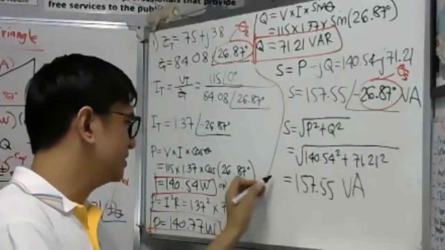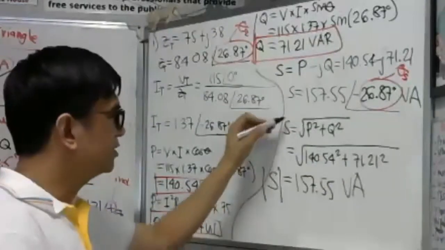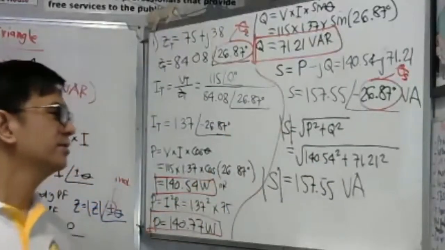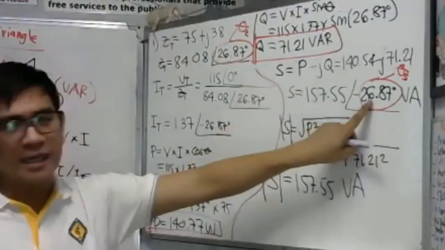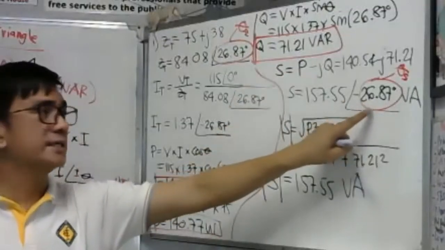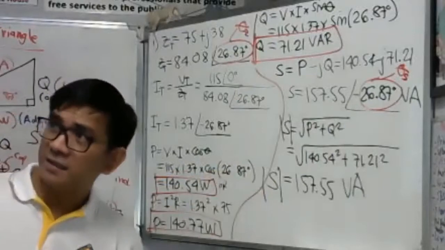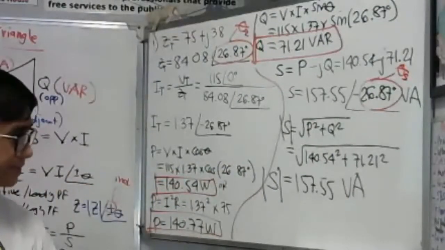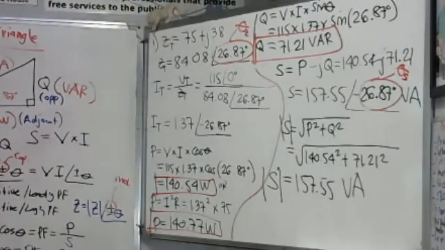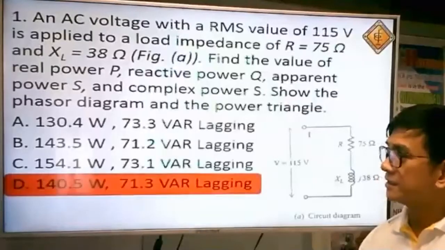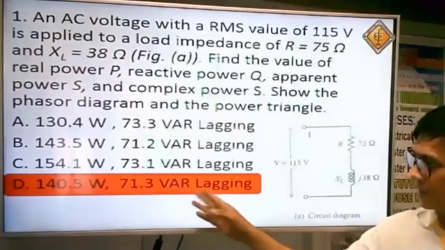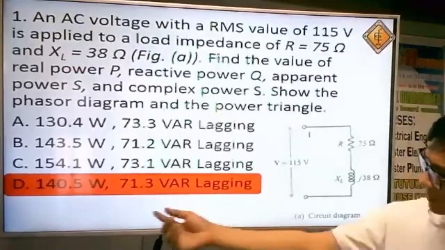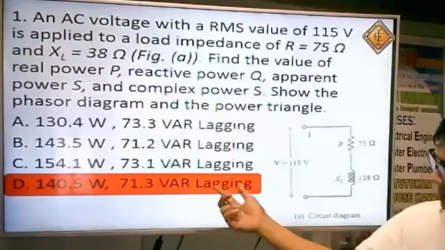Anyway, this is just a magnitude. This is just the magnitude. This one is better, it has an angle already. Okay? Our answer will be letter D. We just had here the real power and the reactive power. Okay?